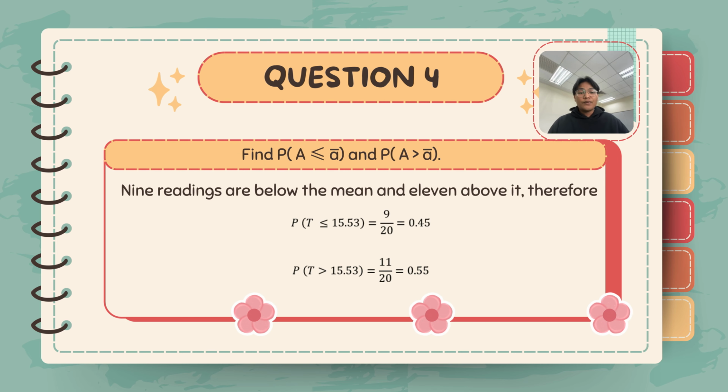For question 4, we want to find probability T less than or equal to mean and probability T greater than mean. 9 readings are below the mean and 11 above in the experiment. Therefore, probability T less than or equal to 15.53 equals 9 over 20, which is 0.45. And probability T greater than 15.53 equals 11 over 20, which is 0.55.